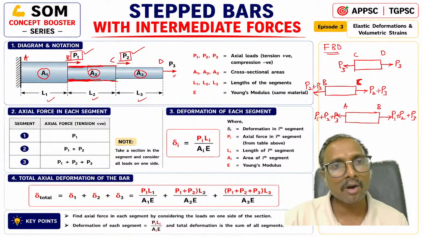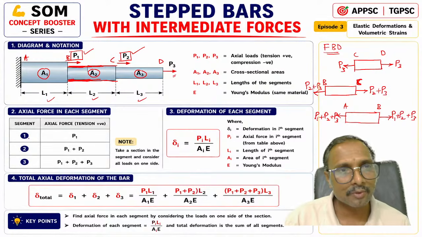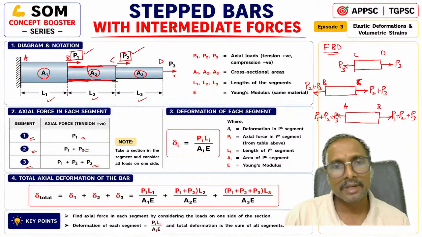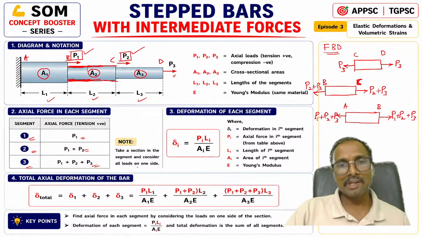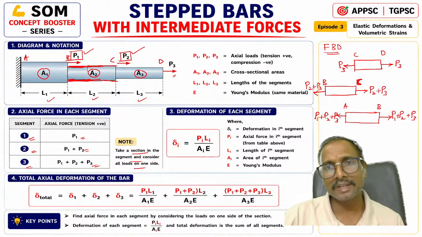When all these are tension, it will come like that. So what is the load in the segment 1? P1. Load in the segment 2, P1 plus P2. Load in the segment 3, P1 plus P2 plus P3. So all the loads we'll consider, right? Take a section in the segment and consider all the loads on one side. So P1, P2, P3, axial loads in tension only, right? Tension positive, compression negative.